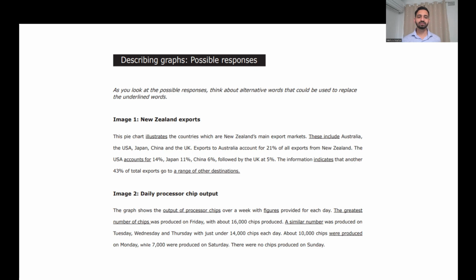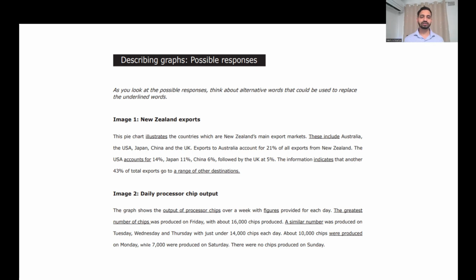So the topic is, this pie chart illustrates the countries which are New Zealand's main export markets. These include Australia, the USA, Japan, China, and the UK. Exports to Australia account for 21% of all exports from New Zealand. The USA accounts for 14%, Japan 11%, China 6%, followed by the UK at 5%. The information indicates that another 43% of total exports go to a range of other destinations.